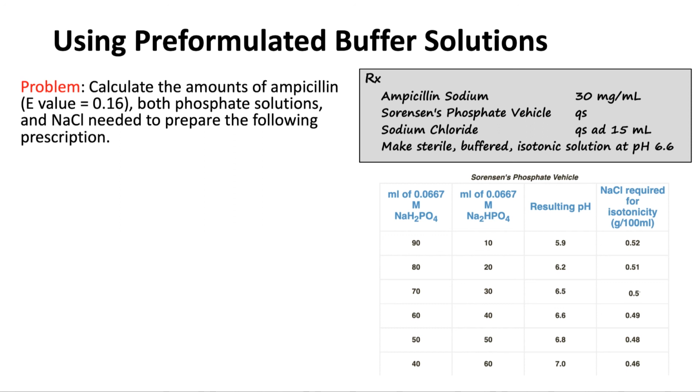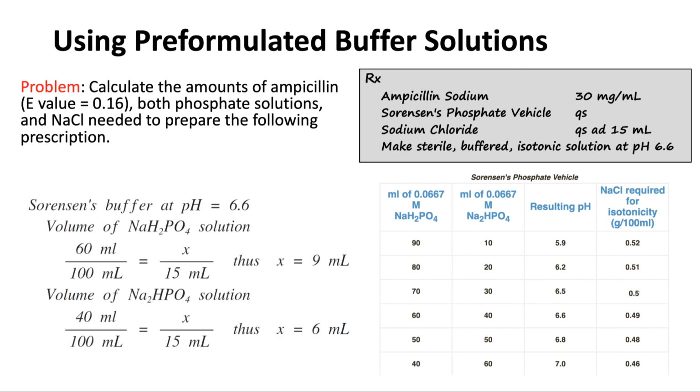Okay? Now, we'll leave off the sodium chloride far right column for now. We'll come back to that. But right now, let's just focus on determining the relative volumes of the monobasic and the dibasic sodium phosphate we need to make our ophthalmic solution to be 6.6 pH. All right? Well, you think, well, we already know that. The only problem is we're not making 100 milliliters of our ophthalmic solution. So we're going to have to readjust the volumes to account for our smaller total volume.